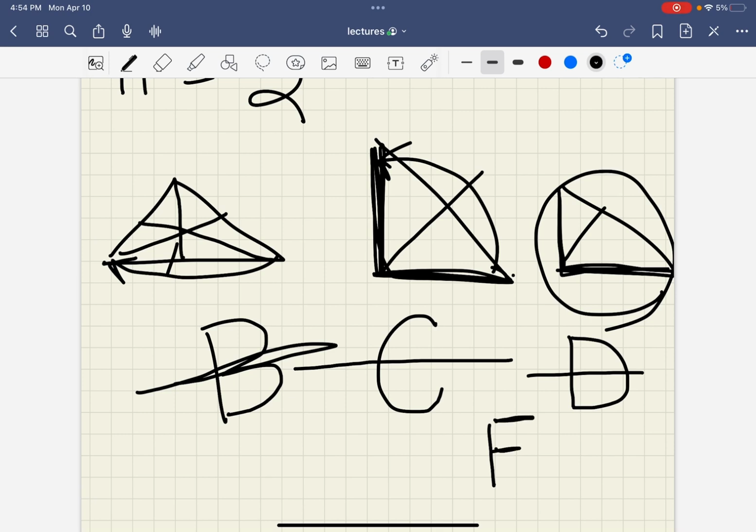Where could we draw a line of symmetry in that one? I don't see one. I don't see anything that we can draw a line. Can't put a line there and fold it over. Can't put a line there and fold it over. So this is the one that doesn't appear to have symmetry.